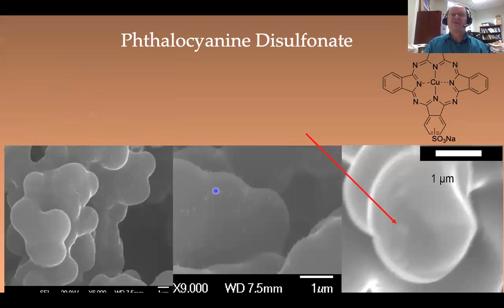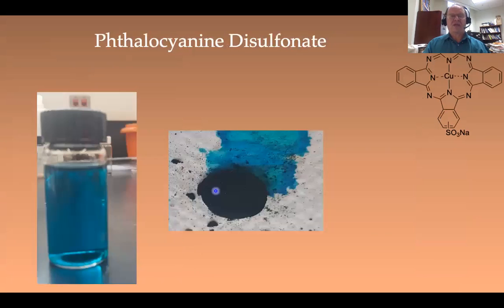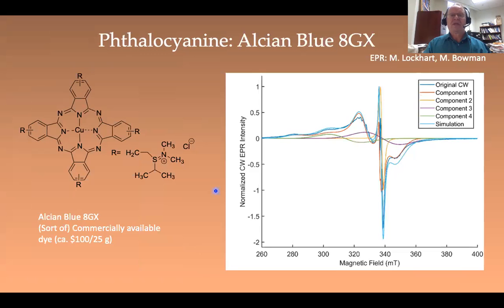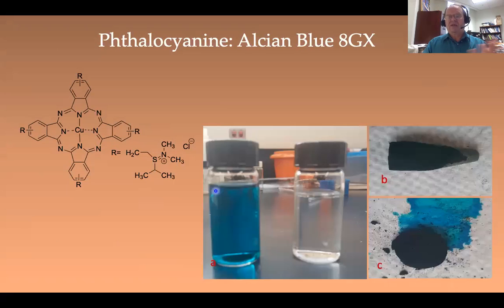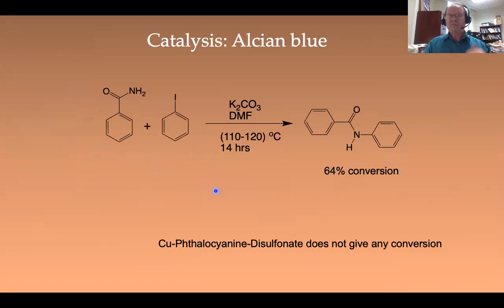So one dye, for instance, doesn't actually get incorporated in the carbon. So you can actually wash it out after you've made it. That's the blue color. But another form does. It doesn't wash out, and actually we can sort of see from the fluorescence where it's resident. It's actually associated with the detergent. It's catalytically active, and it's not bad.